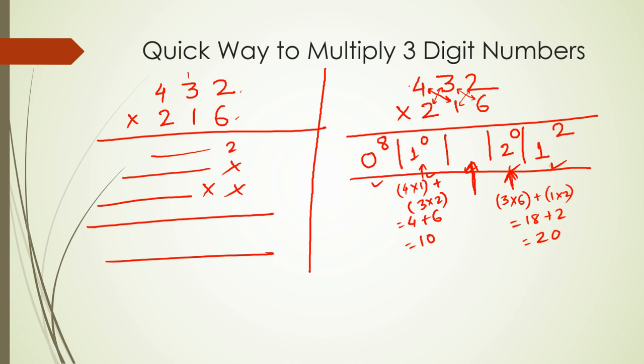How will we fill up this middle term here? Here we will multiply crosswise 4 and 6. Let me do it with a star. 4 and 6 we will multiply, 2 and 2 we will multiply, and 3 and 1 we will multiply, and we will add all of them. So 4 times 6 is 24, plus 2 times 2 is 4. So 4 plus 24 is 28, plus 3 times 1 is 3, so 28 plus 3 is 31. We'll just write 31 here.